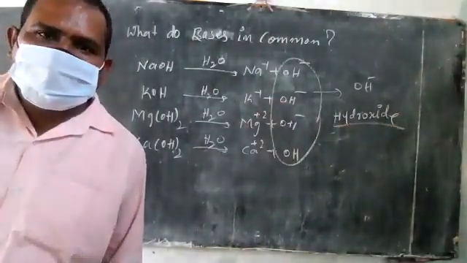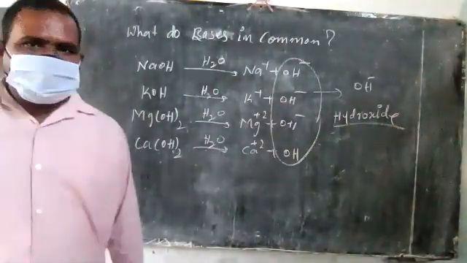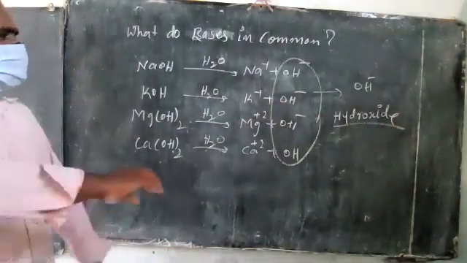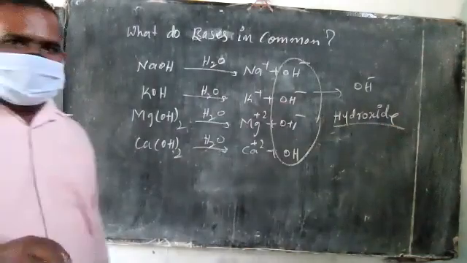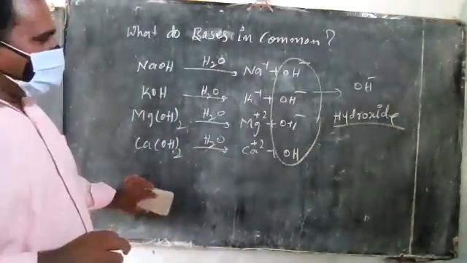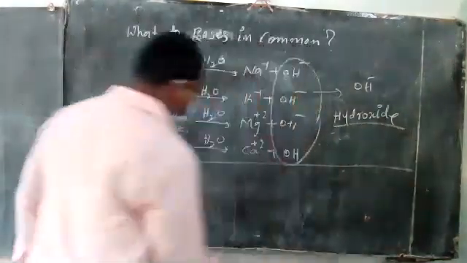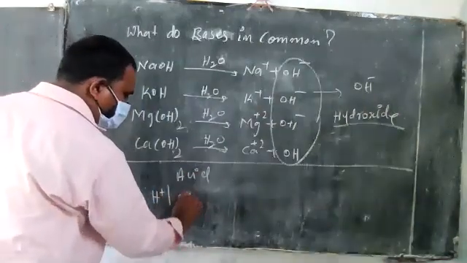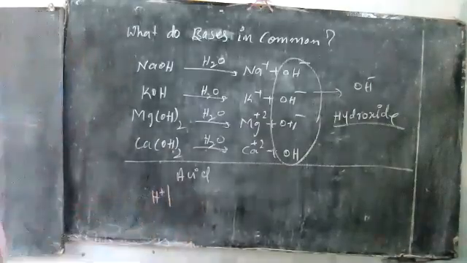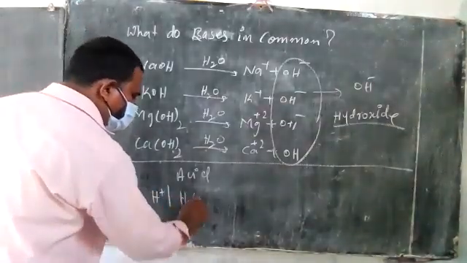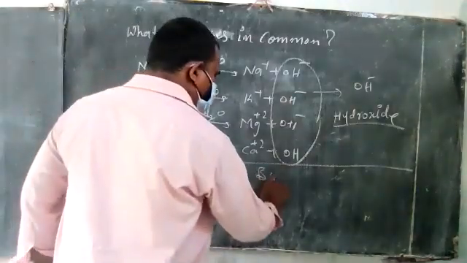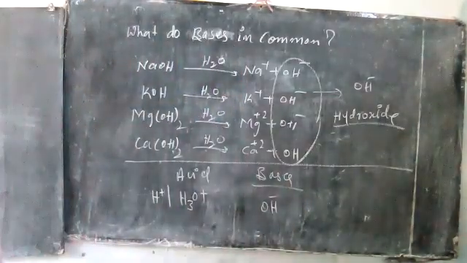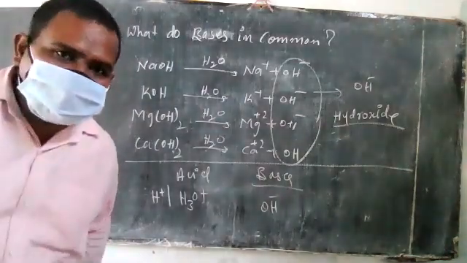That is very, very important. So acids have H+ in common, and bases have the OH- ion in common. Write down: acid, H+ and H3O+ ion. Now base, the OH- ion is common. This is very, very important.